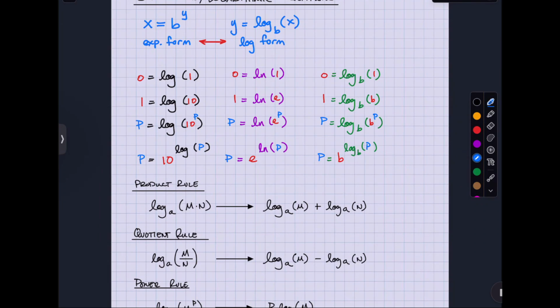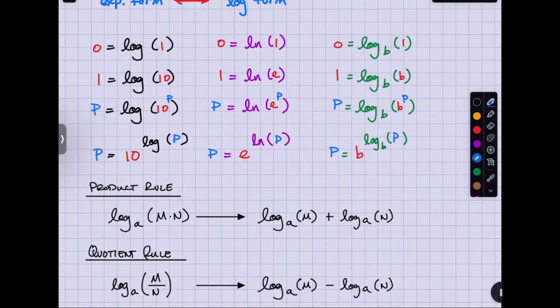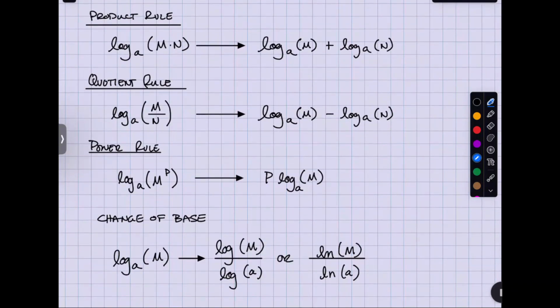If you guys notice, this page is all the rules that we've learned so far in logarithms, right? We learned how to convert exponent form into log form. We had a bunch of rules, and we talked about opposite operations as well, right? The product, quotient, and power rules, and also the change of base. Agreed?